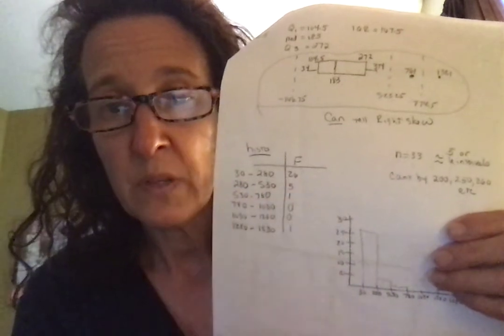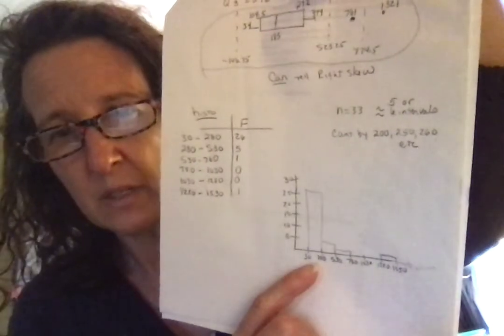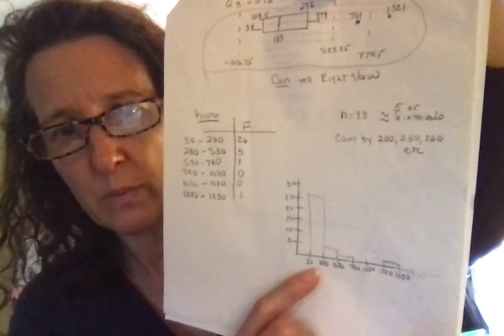Remember, this table is called a frequency distribution. This is an example, definitely showing right skew.